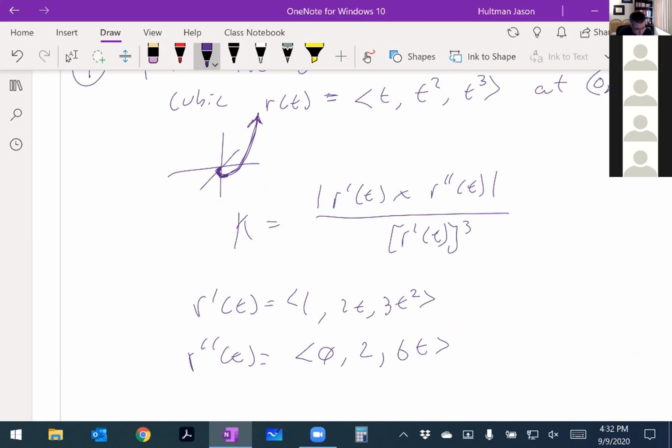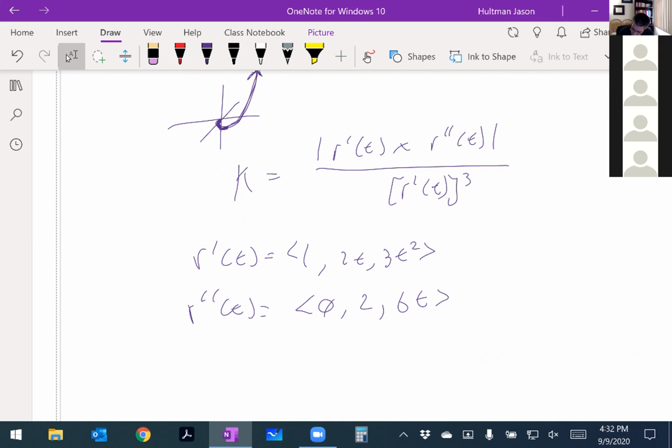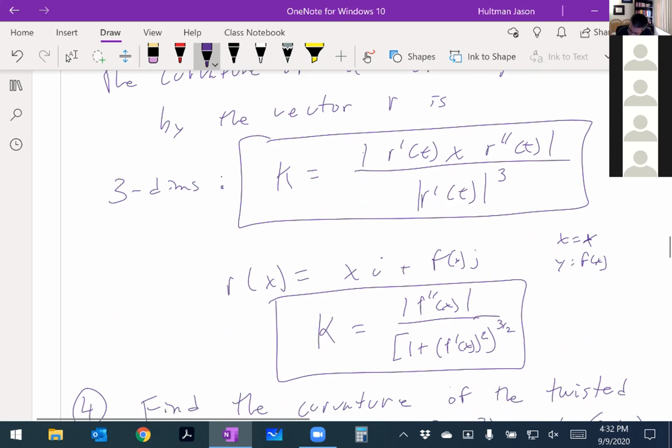Okay. So now what do I have to do? Well, I have to cross product these. Okay, I have to cross product these. Oh, this is magnitude. Sorry. Yeah.